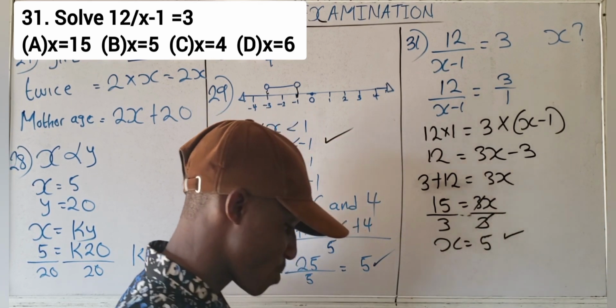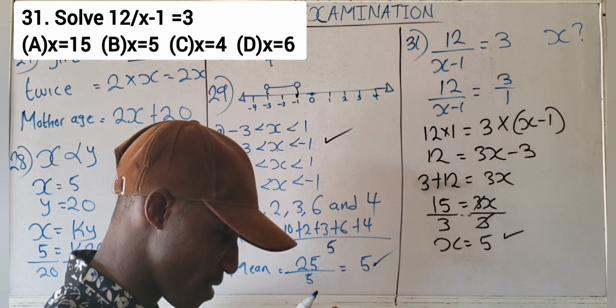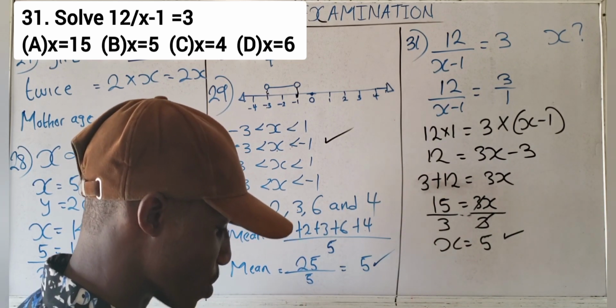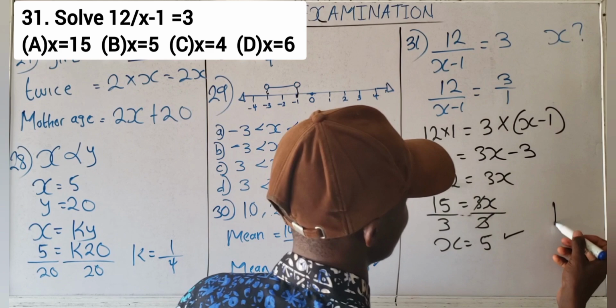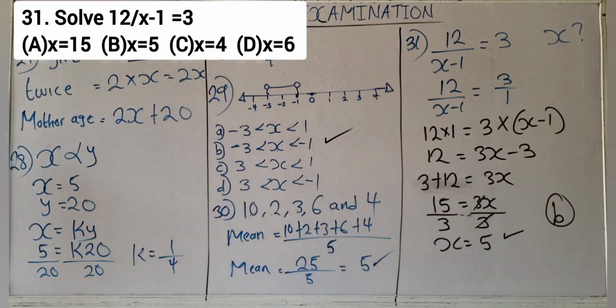Okay? The right option to that question is option B, x is 5. Option B is correct. Okay? So that is the solution to that question. Let's proceed to question number 32.